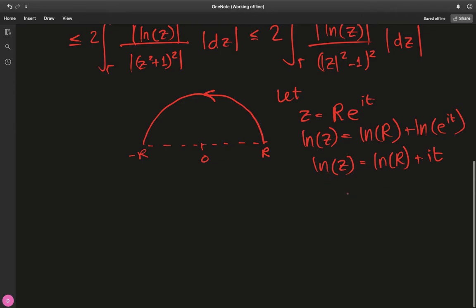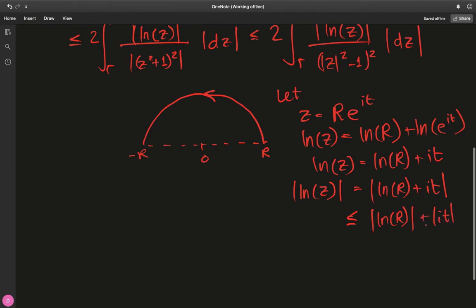Now let's take the mod of all of these things. So mod of natural log of z is going to be mod of natural log of r plus i times t, which is going to be less than or equal to, by our triangle inequality, mod of natural log of r plus mod of i times t.